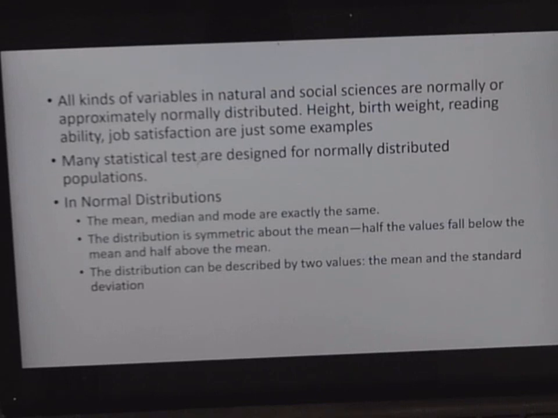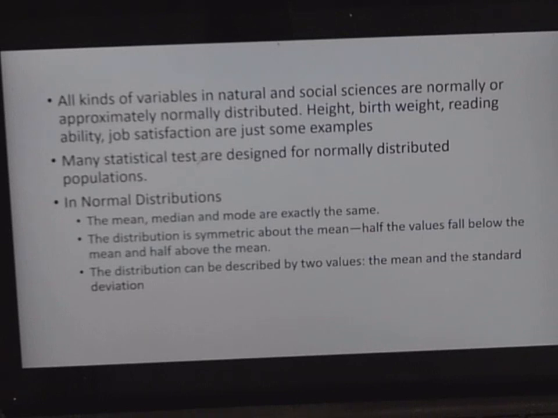In normal distributions, we've already said the mean, median and mode are exactly the same and they're in the middle. The distribution is symmetric about the mean, so the mean is exactly in the middle and is perfectly symmetrical. Half the values are below the mean, half the values are above the mean. As in, half the people surveyed will fall in the bottom half of the curve, and the other half will fall in the top half of the curve. Exactly, it's perfectly symmetrical.